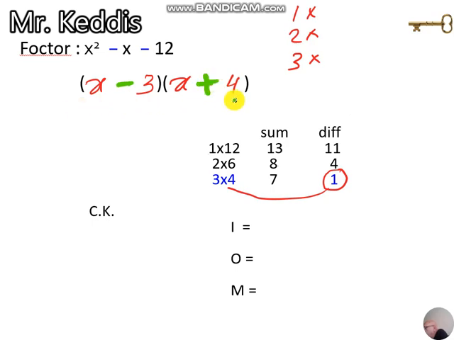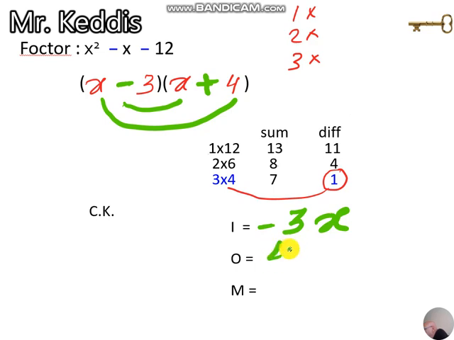When I multiply these two binomials, I am supposed to get this trinomial back. I need to make sure the middle term is negative x, not a positive x. The inner product is negative 3x and the outer product is 4x. When I combine them, I get positive 1x. But the middle term here is negative, which means this is not correct.